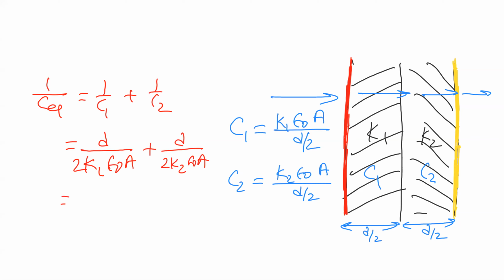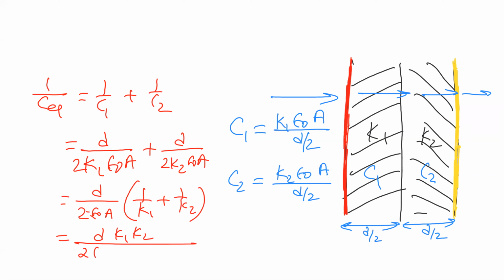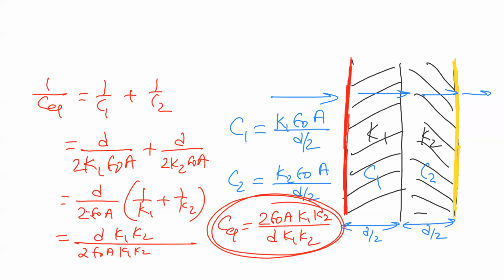A, right? LCM, we can take common, basically D divided by 2 epsilon naught A, entire thing common, 1 by K1 plus 1 by K2, which we can write as D into K1 plus K2 divided by 2 epsilon naught A into K1 into K2. From here, what will be the C equivalent? C equivalent will be 2 epsilon naught A K1 K2 divided by D times K1 plus K2. Okay. So anyone has any difficulty in this, just check it.